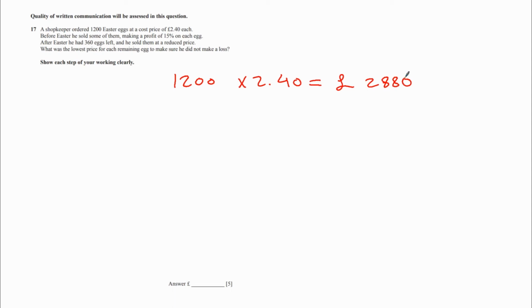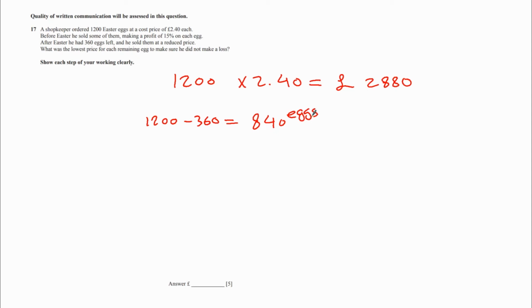But it says after Easter, he had 360 left. So before Easter, how many eggs were sold? So before Easter was 1,200 minus 360, and that would be basically 840 eggs sold before Easter. And for each one of these eggs, the shopkeeper basically made 15% profit.